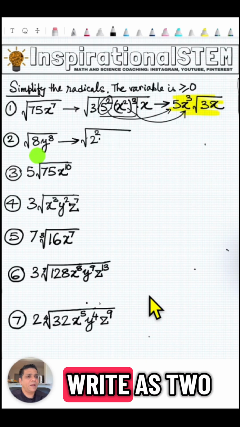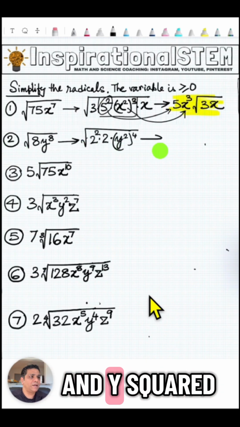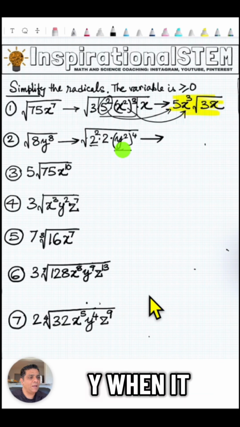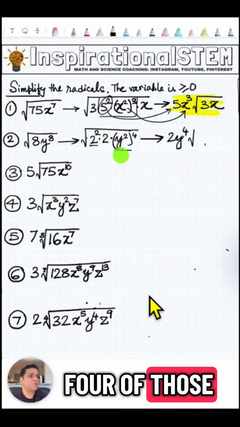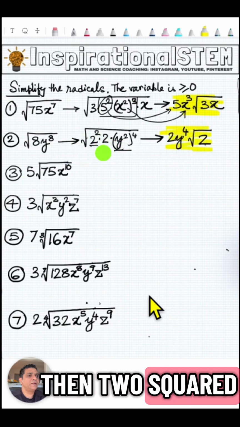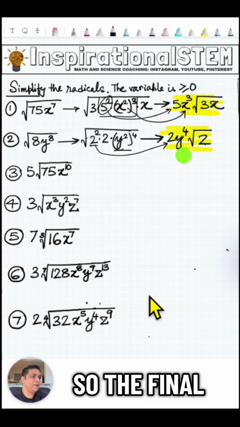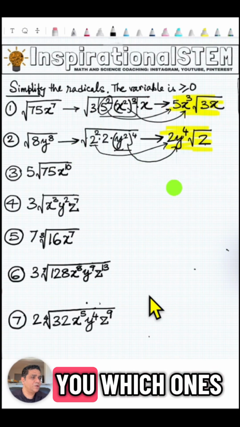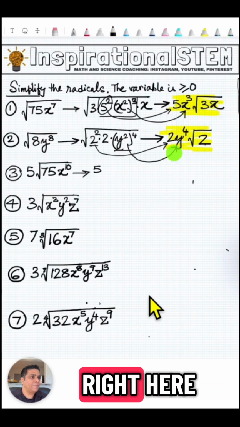Next question, we have the square root of 8y to the 8th power. So we can write it as 2 squared times 2, and y squared to the 4th. You know the square root of y squared is y when it comes out of the radical. So we have 4 of those, so y to the fourth, and the square root of 2 squared is 2. So the final answer is 2y to the 4th. And I've shown you which ones have come out of the radical right here.